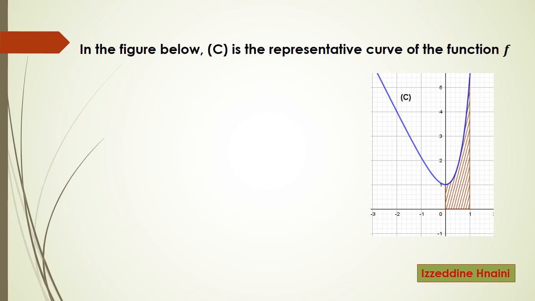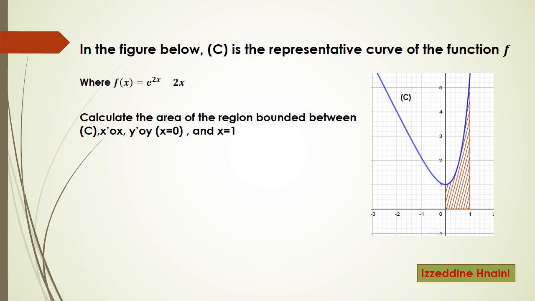For example, now we want to make revision on the area. C is the representative curve of the function f, where f(x) equals e^(2x) minus 2x. We want to calculate the area of the region bounded between C, the x-axis, the y-axis, and x equal to 1. According to the rule, this area equals the integral from 0 till 1 of f(x) dx.